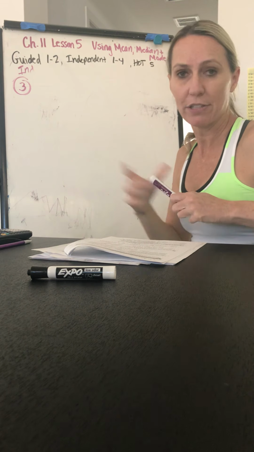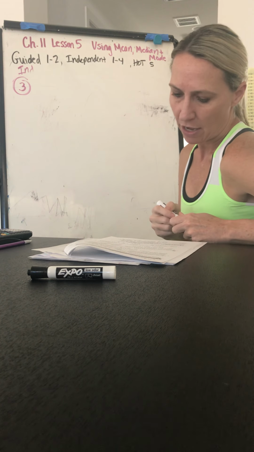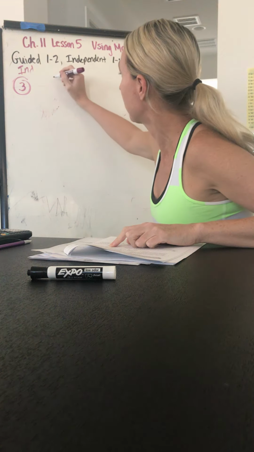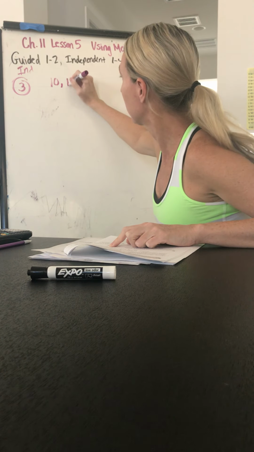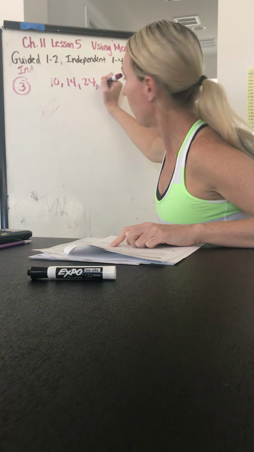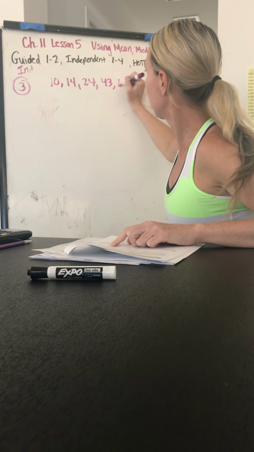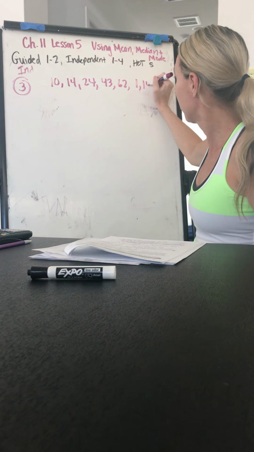Let's look at the chart. Let's read the question, see what it's asking. It says identify the outlier in the data set. Okay, so the first thing, I could just look at the chart really quickly. If we write it in order, it's 10, and then 14, and then 24, and then 43, 62, and then 1,148. Oh boy.